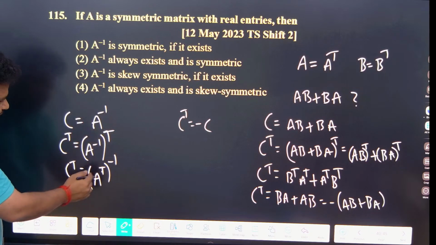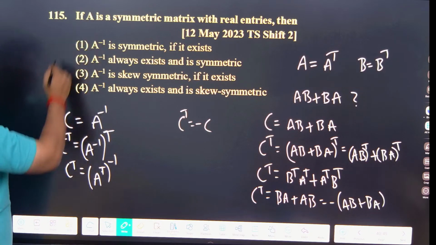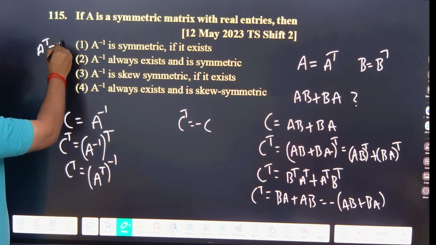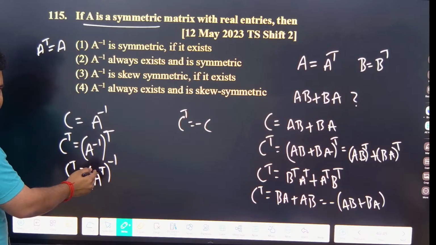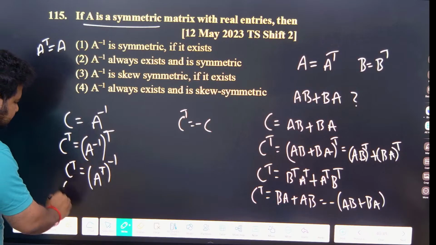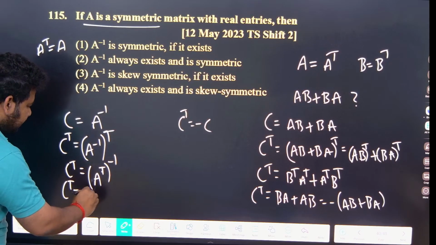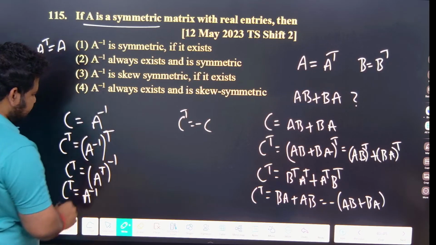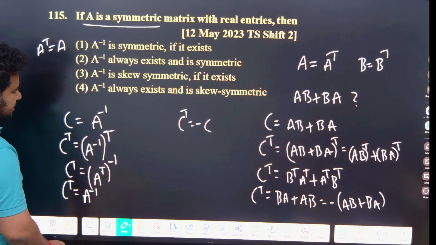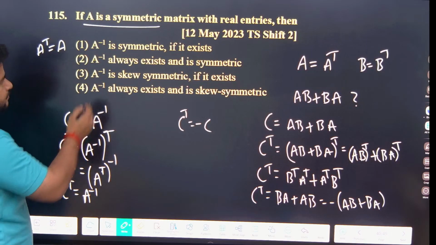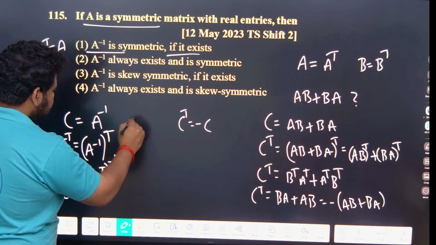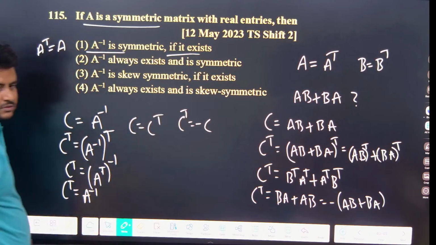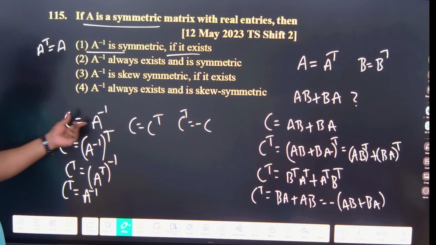A is a symmetric matrix, they have given, which means A transpose is equal to A. So here instead of A transpose, I can write A. So C transpose will be equal to A inverse. So C is A inverse, and C transpose is also A inverse. That means A inverse is also a symmetric matrix, if it exists. So C is equal to C transpose. C is equal to C transpose means what? C is A inverse, I have taken.